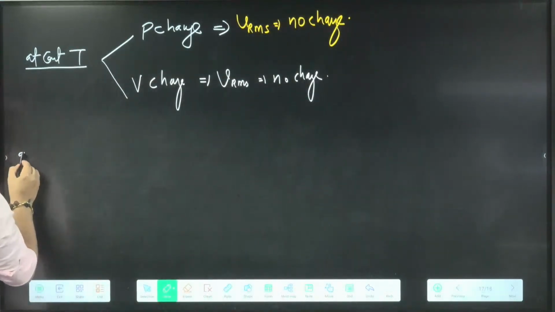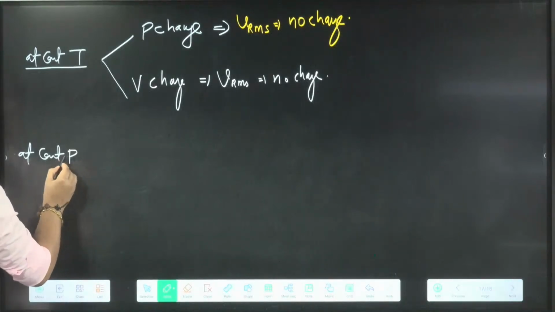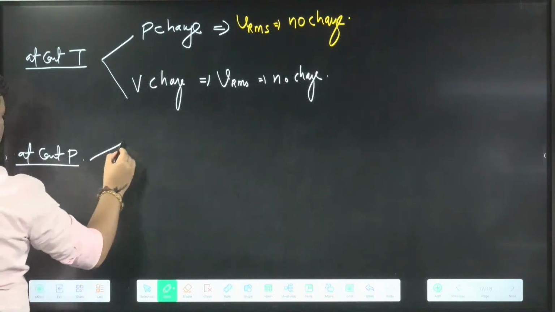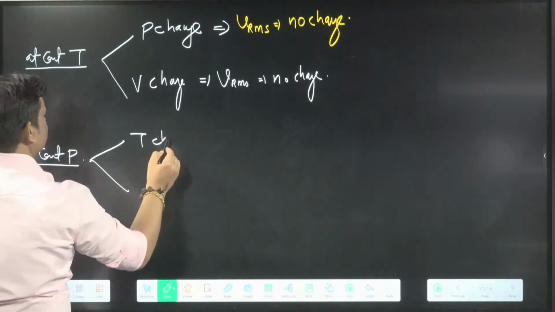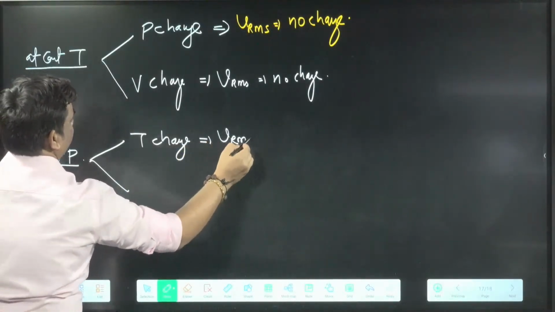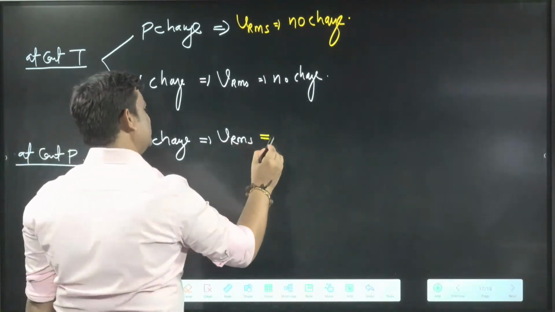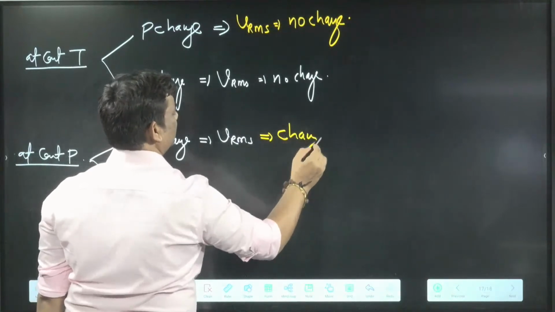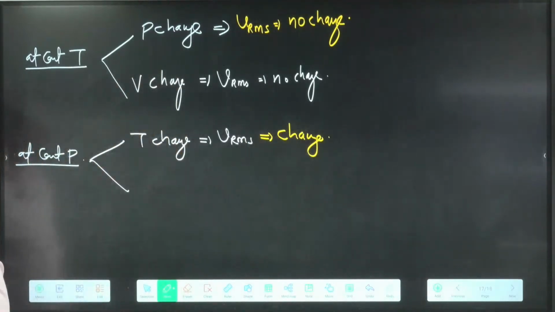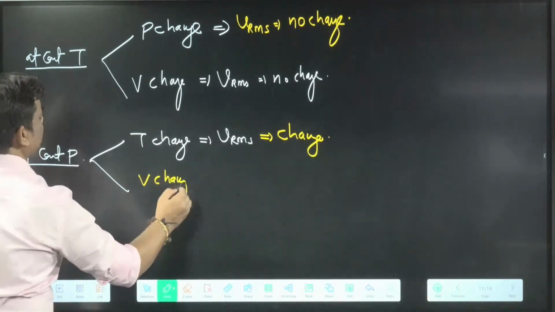If I say next thing, at constant pressure, if temperature changes, what about the VRMS? Will VRMS change or not change? You can say now temperature is changing, so VRMS will change. 100% VRMS will change.